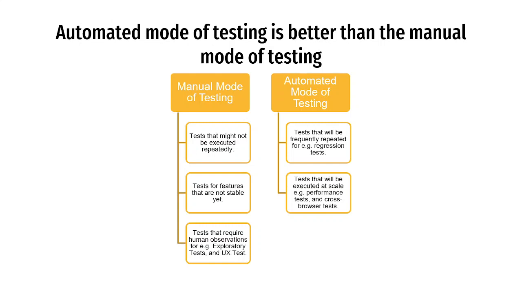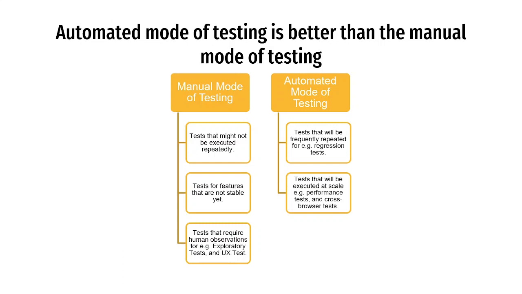Tests for features that are not stable yet, not complete, you will not be picking up for automation. Tests that require human observation, for example, exploratory testing and UX related tests, right? All these tests you will not pick for automation. So all these are executed manually.